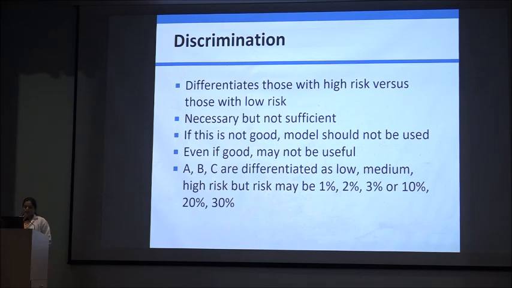So discrimination is necessary. The ability to differentiate high risk and low risk is necessary, but it's not sufficient. Even if it is good, the model may not be useful, because as I said, it could differentiate low, medium risk, but the risk may actually be 10, 20, 30 instead of 1, 2, 3%.